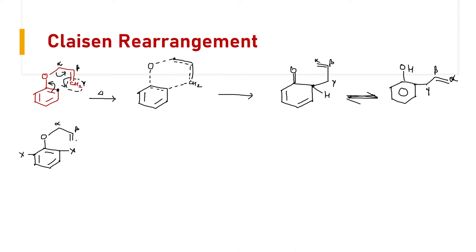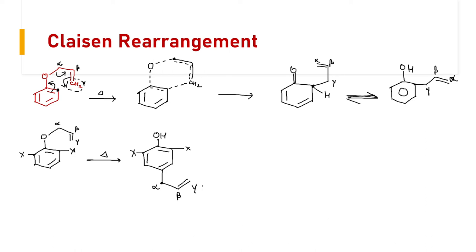Alpha, beta, gamma. Then if you heat it, the group will migrate to the para position, and it has been confirmed using labeling experiments that the atom attached to the carbon atom attached to the ring is the alpha carbon atom, then beta, gamma.